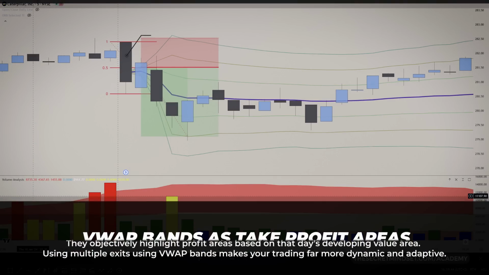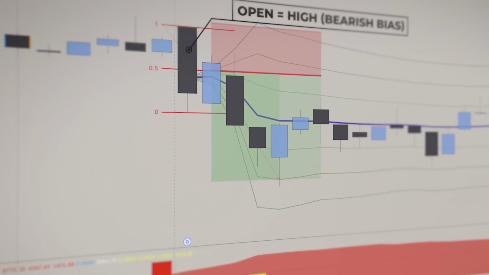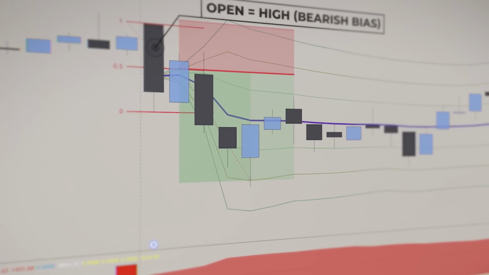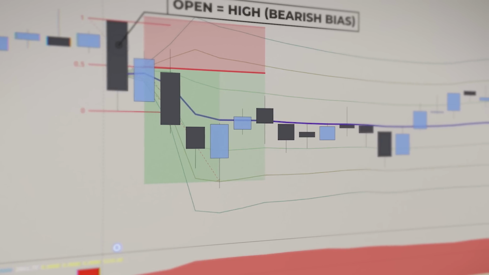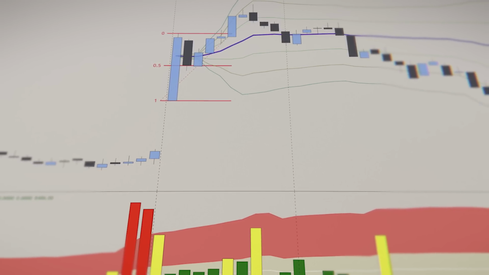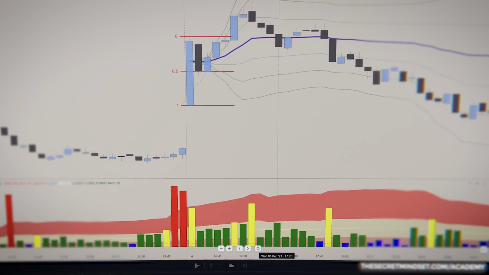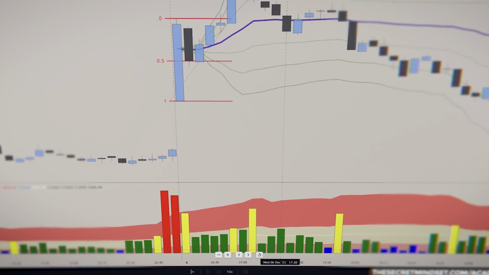The key benefit of using the anchored VWAP bands is they objectively highlight profit areas based on that day's developing value area. Using multiple exits using VWAP bands makes your trading far more dynamic and adaptive. Aiming blindly for a fixed risk to reward ratio on every trade can be limiting because price movements and volatility fluctuate. Some momentum surges will exhaust quickly after your entry signal. Others may continue trending strongly beyond your static target.